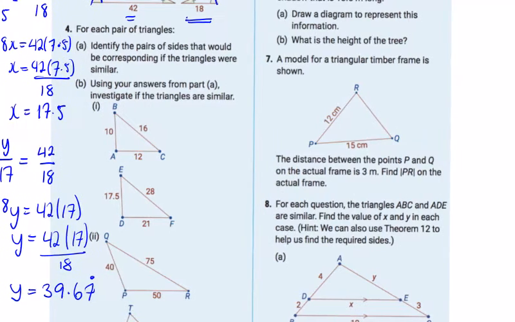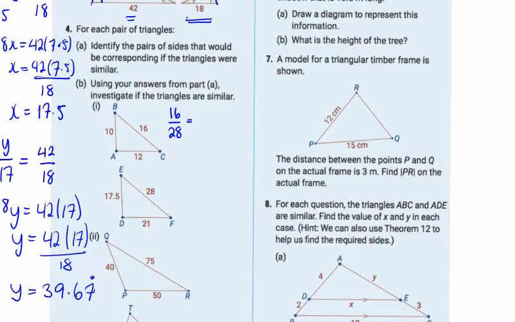In question 4, for each pair of triangles, identify the pairs of sides that would be corresponding if they were similar. And B, using your answers from A, investigate if they are similar. So with nothing else to go on here, we'd have to compare the longest side, 16, with the longest side in the other triangle, 28.